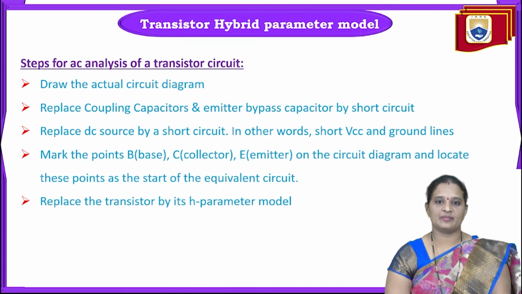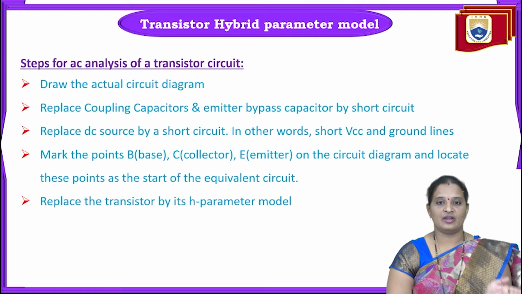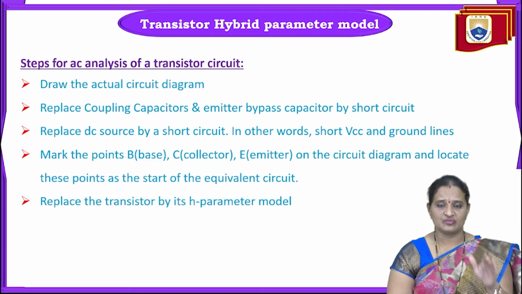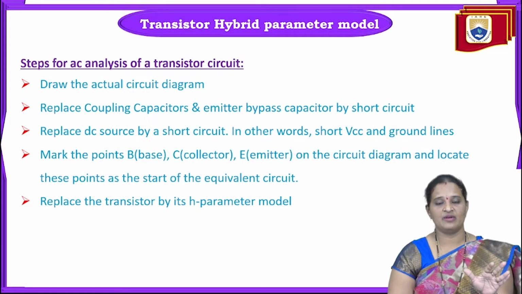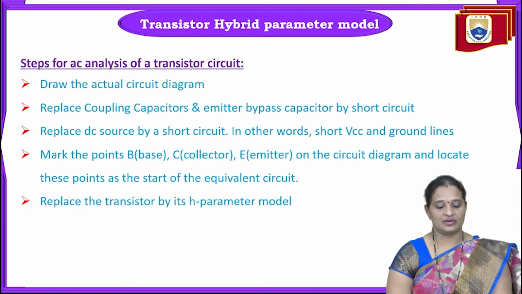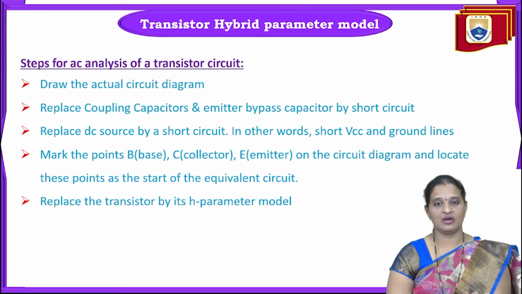Any transistor amplifier circuit is given. If I want to do AC analysis, that is, under the application of an AC signal, we are going to calculate the input impedance, output admittance, voltage gain and current gain. For that, first of all, we need to have an equivalent circuit. In order to get the equivalent circuit, this is the procedure. Draw the actual circuit diagram, whether it is a common base, common emitter or common collector configuration.